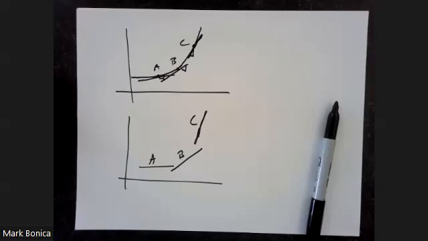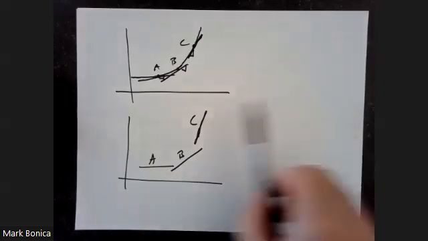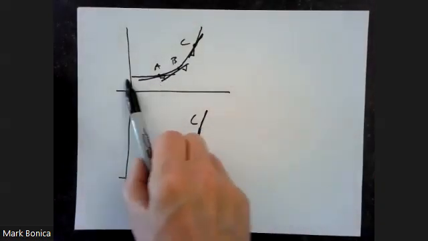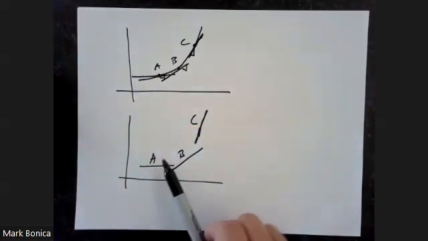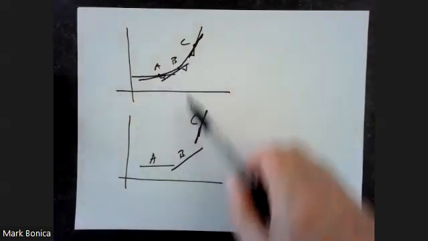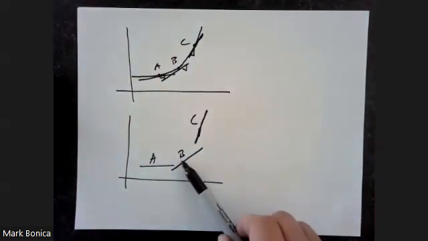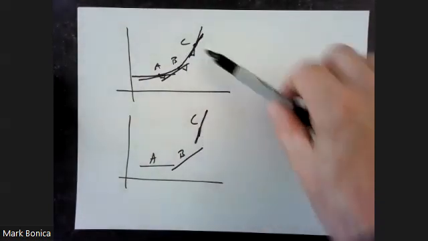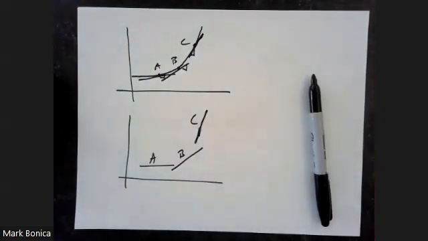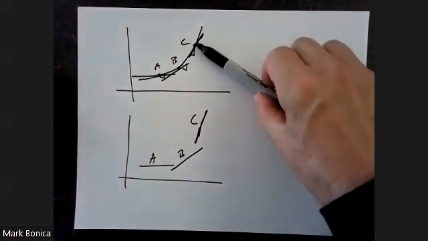So now I'm looking at this curve. At point A, the slope of the curve is whatever the slope of line A is. At point B, the slope of the curve is whatever the slope of line B is. And at point C, the slope of the curve is whatever it is at point C.